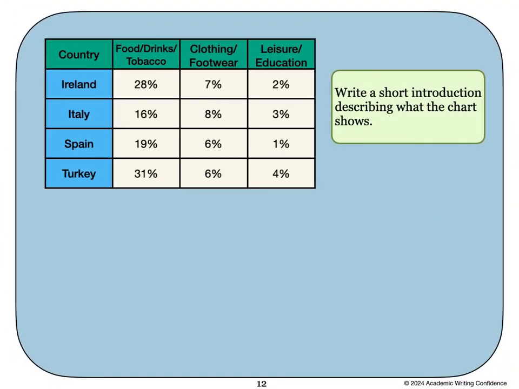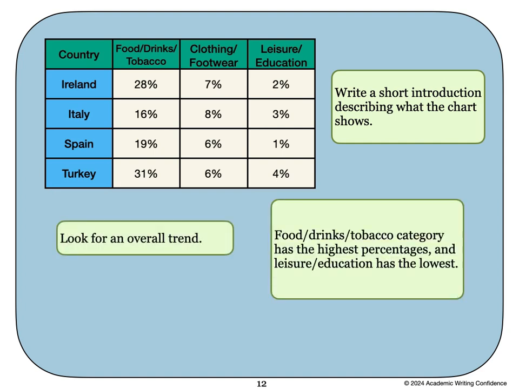You will want to write a short introduction describing what the chart shows. Also look for an overall trend. In this table, the food, drinks, tobacco category has the highest percentages, and leisure education has the lowest.